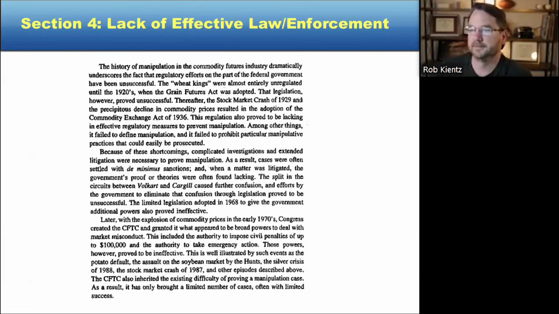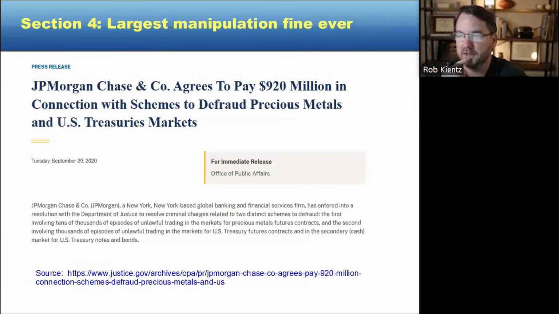Well, there was one such case in 2020. JP Morgan Chase & Co. agrees to pay $920 million in connection with schemes to defraud precious metals and U.S. Treasury markets, almost $1 billion for defrauding two markets.